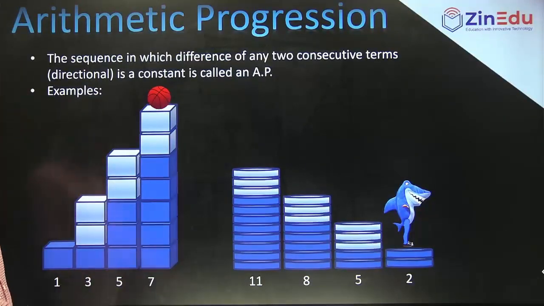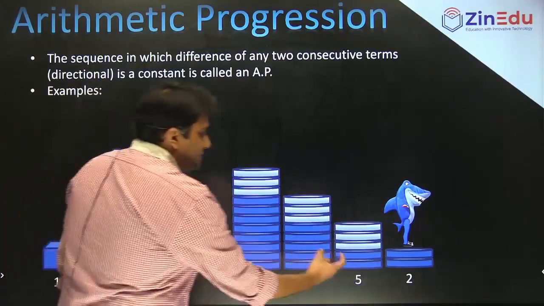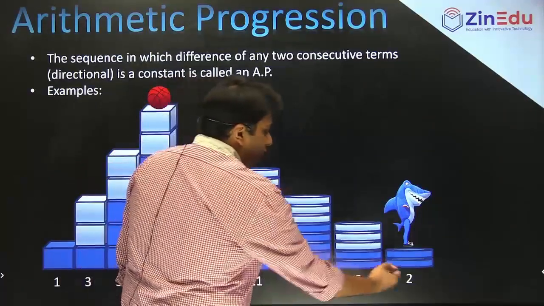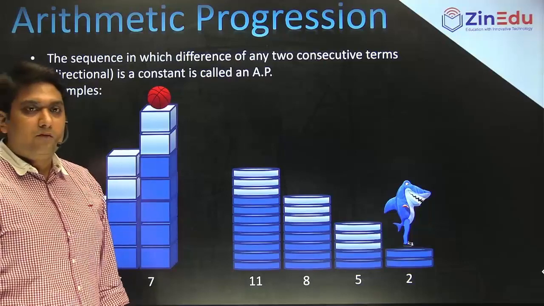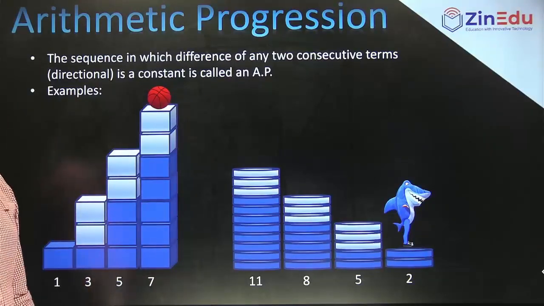So that means this sequence of 11, 8, 5 and 2 and so on will form an AP.